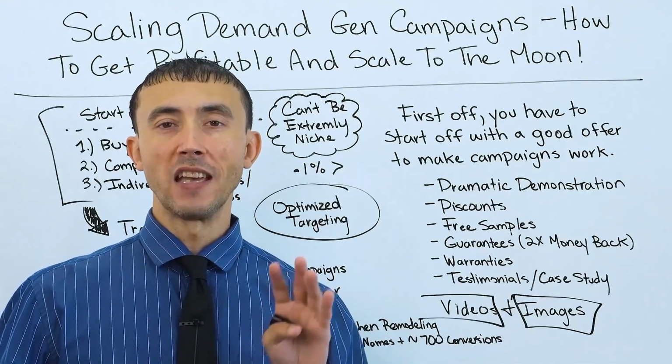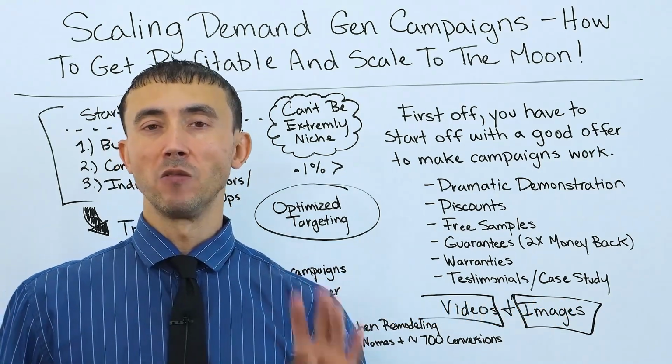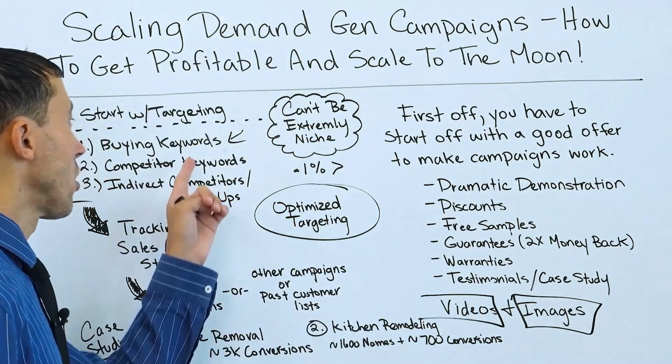You do this through something called a custom intent audience. I'm not going to go into how to set that up right now. You can Google it. It's not that hard to figure out. You target those people first.